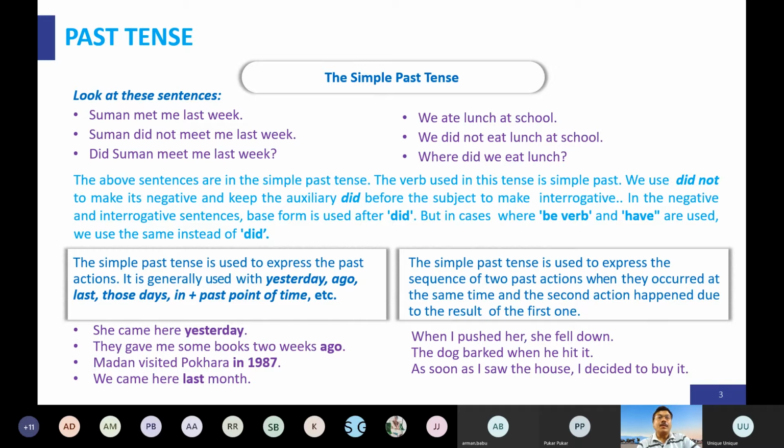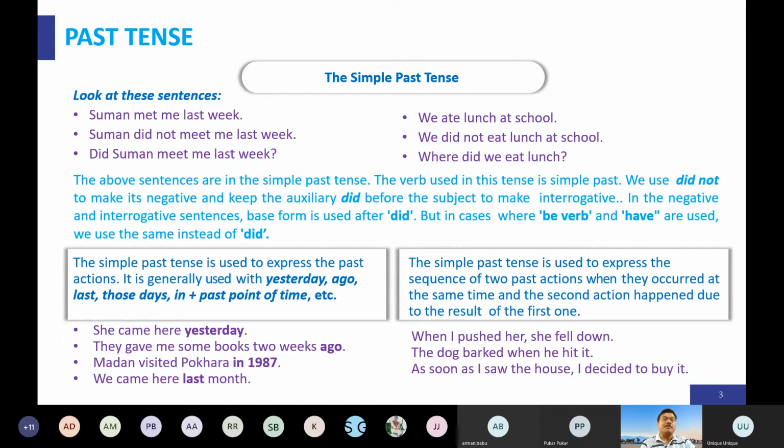But in case there is a be verb or have, if there is a be verb or have, we use the same instead of did. If there is only a main verb, understand? If there is only a main verb, we use did in the simple past tense: to make negative, did and not, and to make interrogative, did and the verb in base form. And if there is a be verb, in past tense, be verb means was or were. Have's past form is had. Was, were, and had: if they are there, then we don't need did. Otherwise, we need it. If there are other modal auxiliaries also, we use the same, but that tense will be different. In case of past tense, it is this.